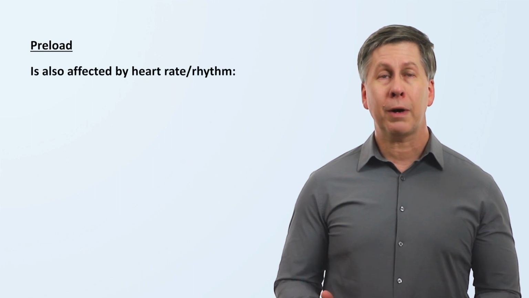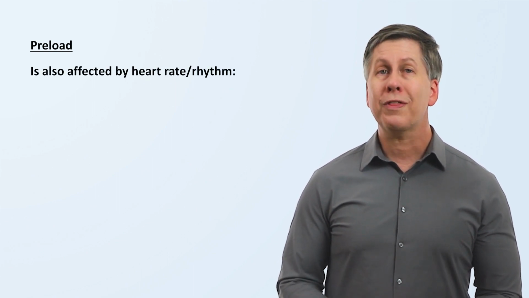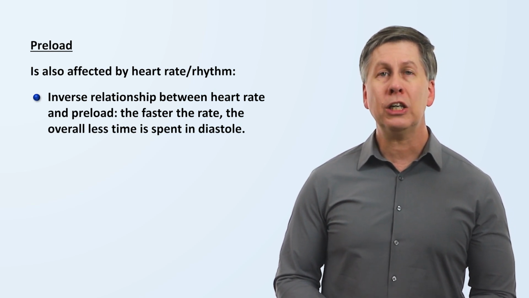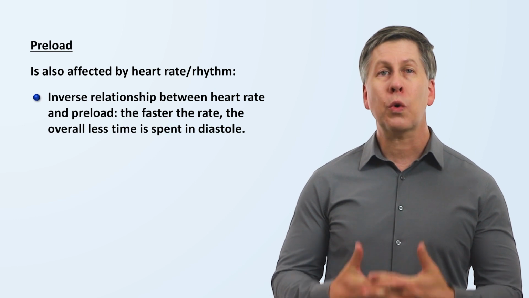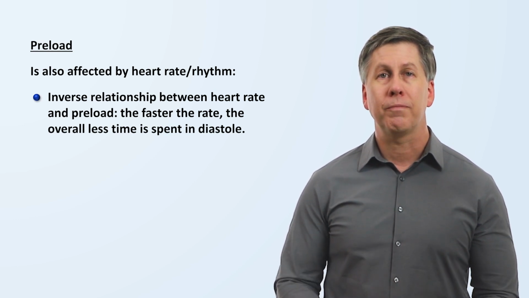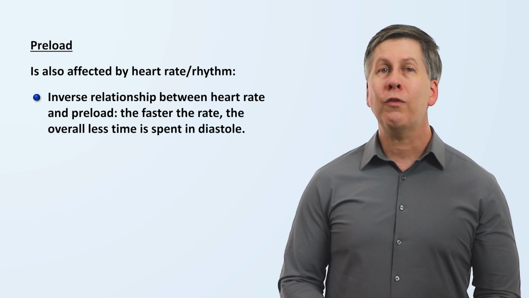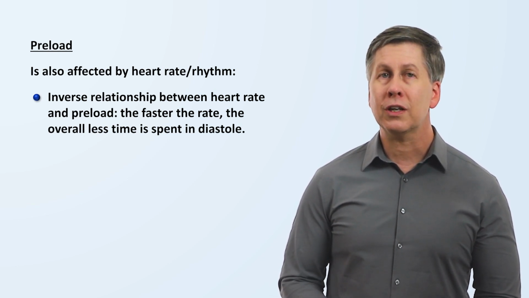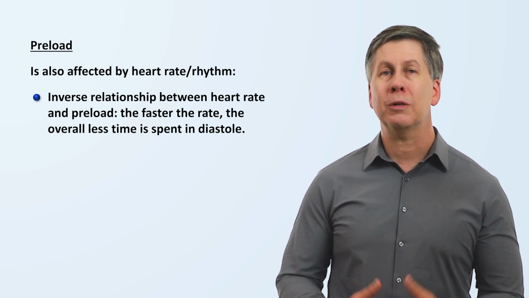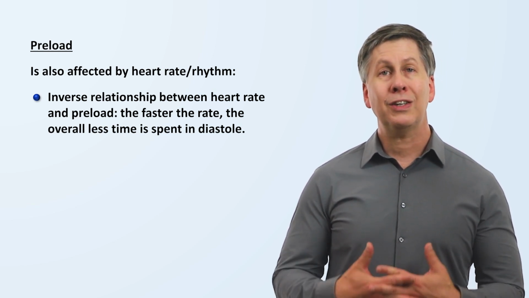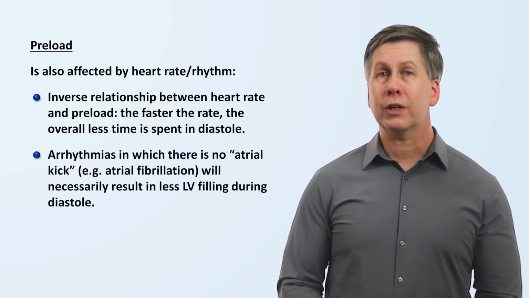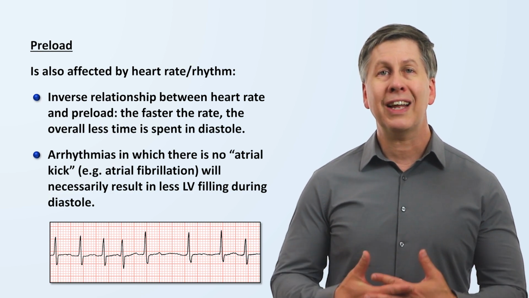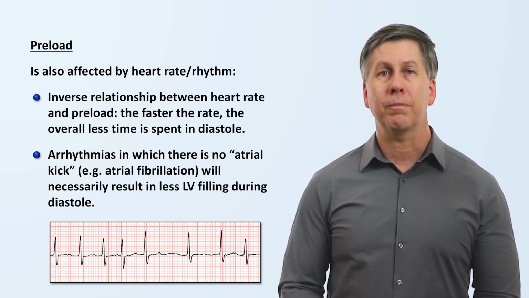Preload is also affected by the heart rate and heart rhythm. For one thing, there is an inverse relationship between heart rate and preload, because as heart rate increases, the duration of diastole shortens more than duration of systole. Thus, at faster rates, an overall lesser proportion of time is spent in diastole. Less diastolic filling time means less blood moves from the left atrium to the left ventricle. In addition, arrhythmias in which there is no atrial kick, such as atrial fibrillation, will necessarily also result in less left ventricular filling during diastole.